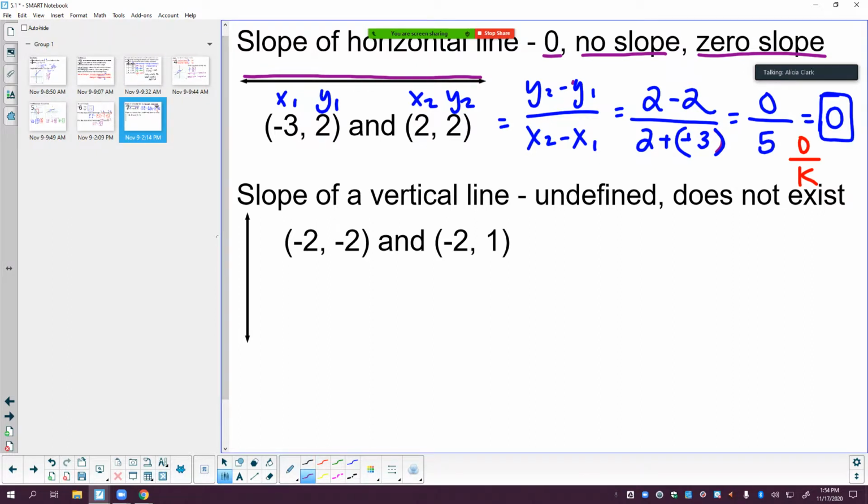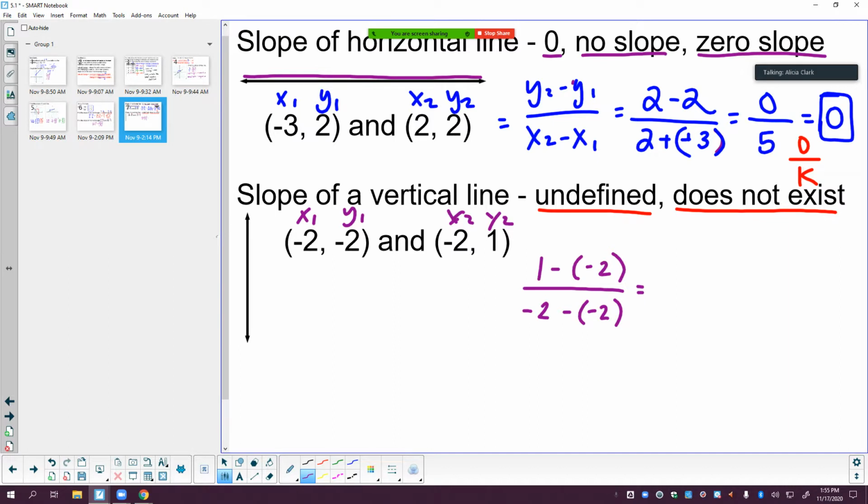Now for a vertical line, a couple things that they'll call the vertical line. It's undefined or it does not exist. So if I was going to use my slope formula, I'm going to label my points to start out with. I've got my second y minus the first y, so 1 minus negative 2. x2 minus x1, or negative 2 minus negative 2. I'm going to do some keep change opposite on top and bottom. Up on the top I'm going to have 3, but on the bottom I'm going to have 0.